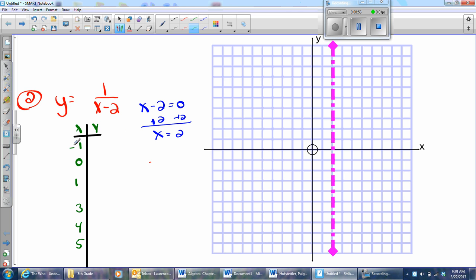So if I put -1 in for x, I'm going to get -1/3. So at -1, I'm going to get -1/3 right there. Okay, sorry about that. When I put 0 in, 1 over 0 minus 2 is going to be -1/2. So at 0, I'm going to get -1/2. And at 1, I'm going to get a -1, right?